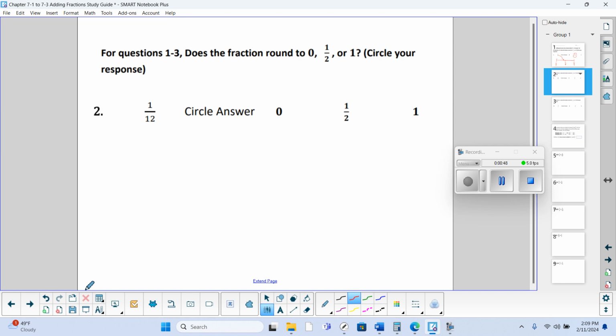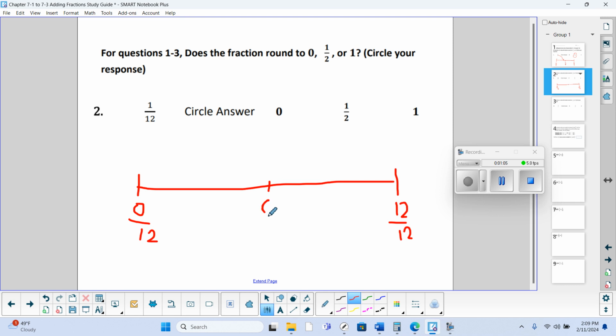For this question, similar to the previous one, we are breaking up the fraction into twelfths, so 0 is 0/12, 1 whole is 12/12, and half of that is 6/12. So if I broke these fractions into twelfths, 1/12 is going to be over here closer to 0/12, which means this fraction would round to 0.